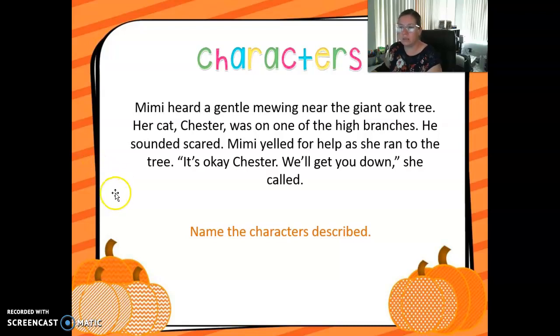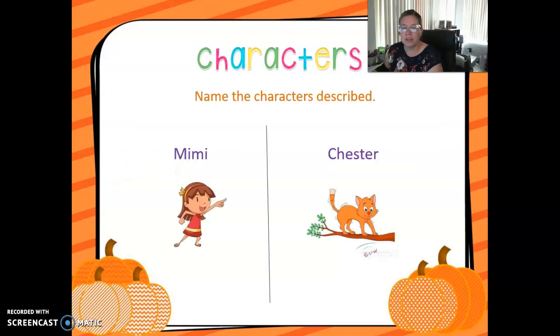Who are the characters in this story? Go ahead and take a second and pick out the characters. There are two characters. Did you say Mimi and Chester? If so, you are correct. Those are the only two that are mentioned in that short story.